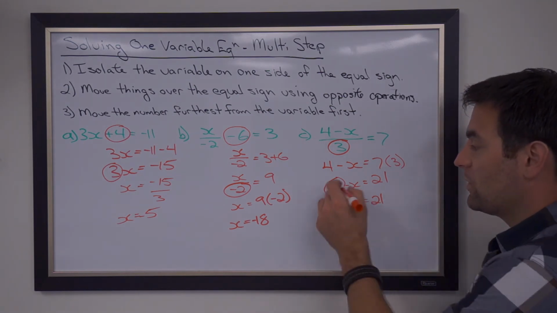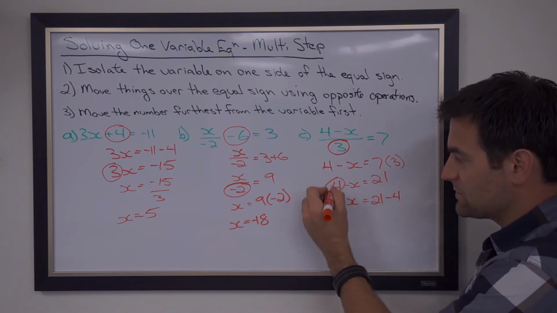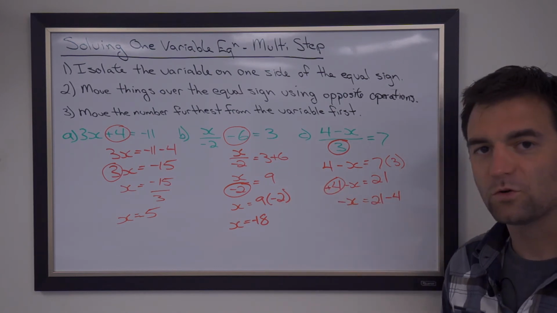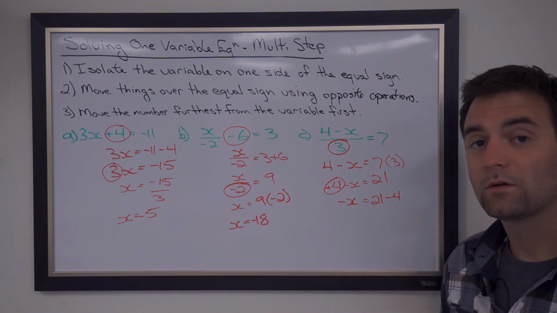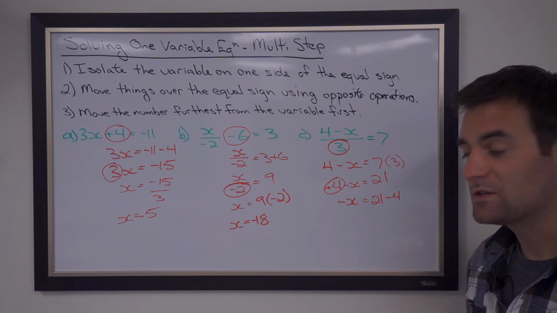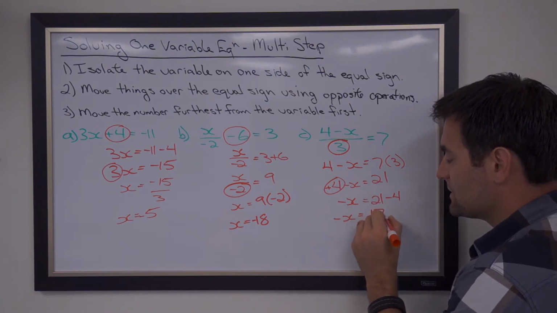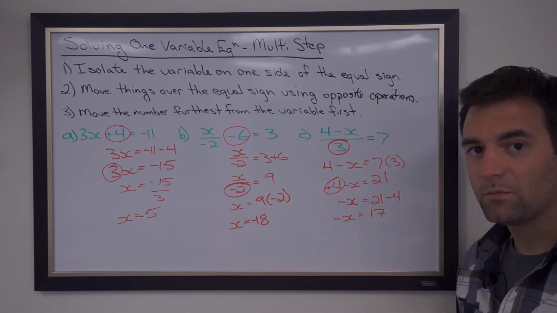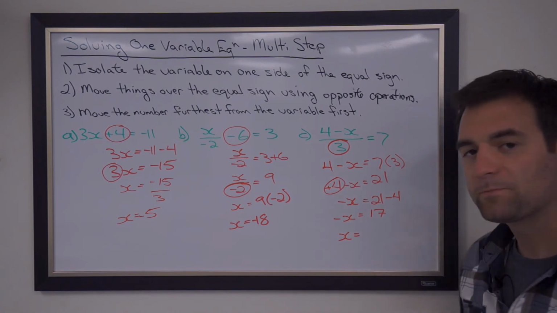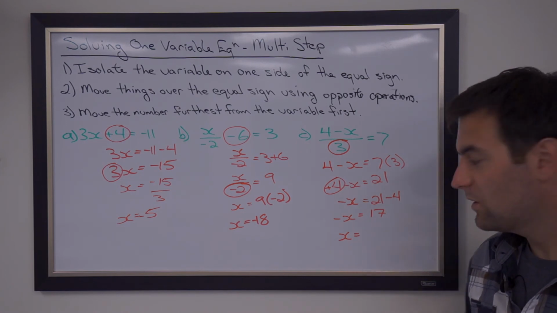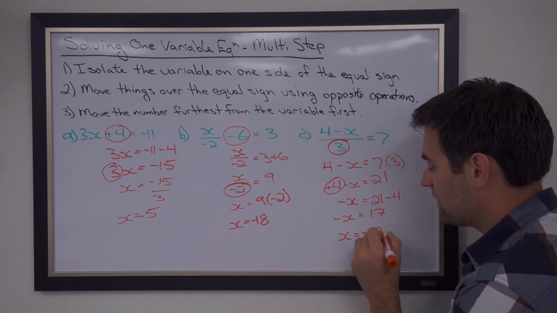Moving the 4 over, it becomes a minus 4 because we pretend it is plus 4 when there's no sign in front of it. 21 minus 4 is going to give us 17. Negative x equals 17. Now to get our positive x, because remember negative x is not our final answer, x is. We switch the sign, so we have to switch the sign on that to negative 17.